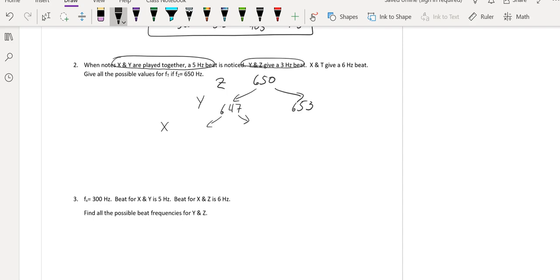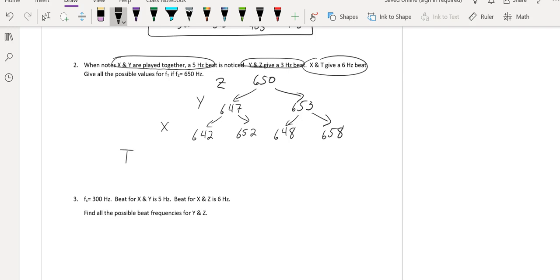So we're going to get 642, 652, plus or minus 5, 648, and 658. And then we know when X and T are played together, that's a plus or minus 6.